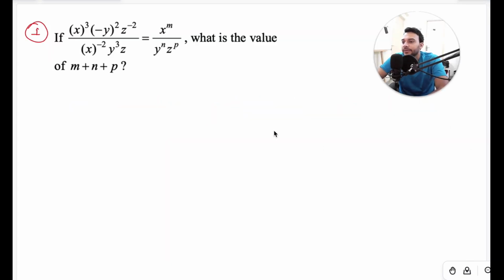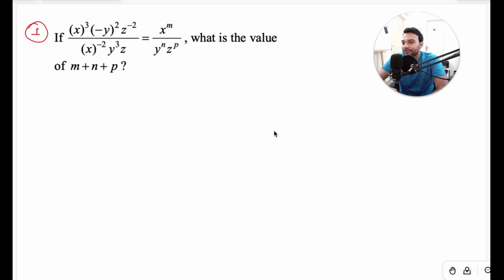Question number 1. If there's an expression x cubed times negative y raised to 2 z raised to negative 2, over x raised to negative 2 y cubed z, this is equal to x raised to m over y raised to n z raised to p. What is the value of m plus n plus p?